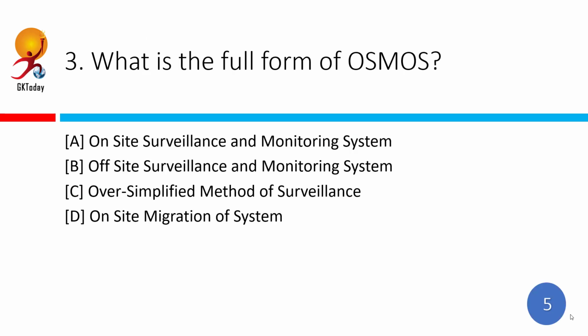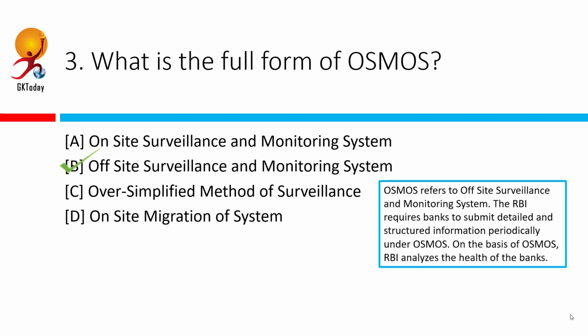What is the full form of OSMOS? Correct answer is Off-Site Surveillance and Monitoring System. The RBI requires banks to submit detailed and structured information periodically under OSMOS. On the basis of OSMOS, RBI analyzes the health of banks.